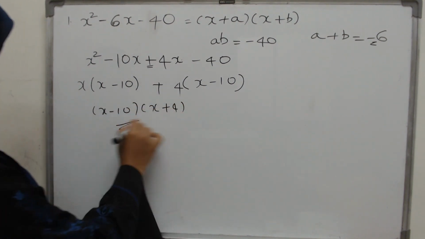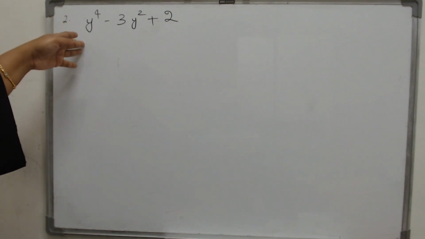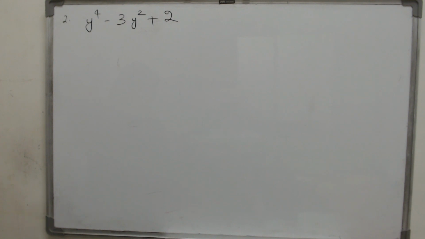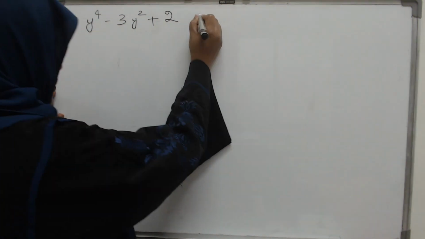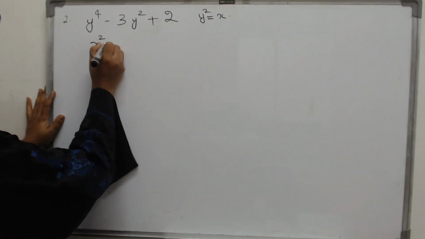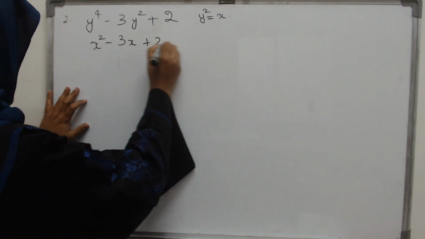This is your answer. When I started the class, I told you it was going to be all about quadratic expressions. Sorry about breaking the promise. What you see here is an expression of degree 4. It is not a quadratic expression, but still we can get it in that form. How? Take y square is equal to x. There. Then what do you have? X square minus 3x plus 2.